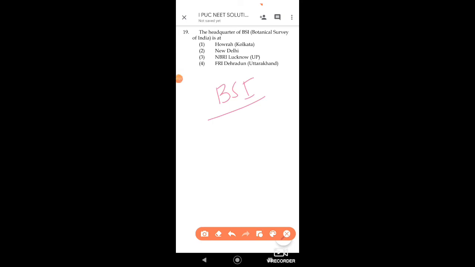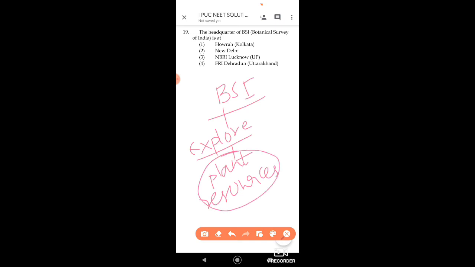It had a very important objective: to explore and understand the plant resources of the country, and also to identify the plant species with economic virtues, which are economically very important for the country's development. The BSI, the Botanical Survey of India, was established. Its headquarters is located at Howrah in Kolkata.